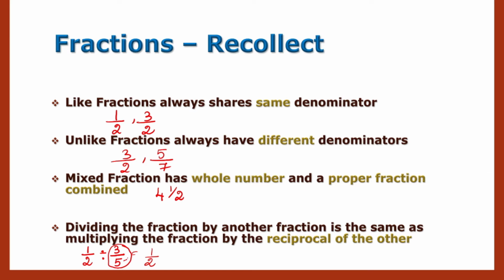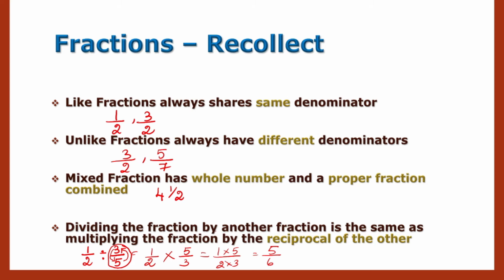Reciprocal is nothing but the numerator comes to the denominator and the denominator comes to the numerator, which is the 5 comes to the top, which is the numerator, and the 3 goes to the denominator. And then when we take the reciprocal of this number, the division sign changes to multiplication. As usual, you just have to multiply it. So 1 into 5 divided by 2 into 3. So it is equal to 5 by 6. So 1 by 2 divided by 3 by 5 is equal to 5 by 6.